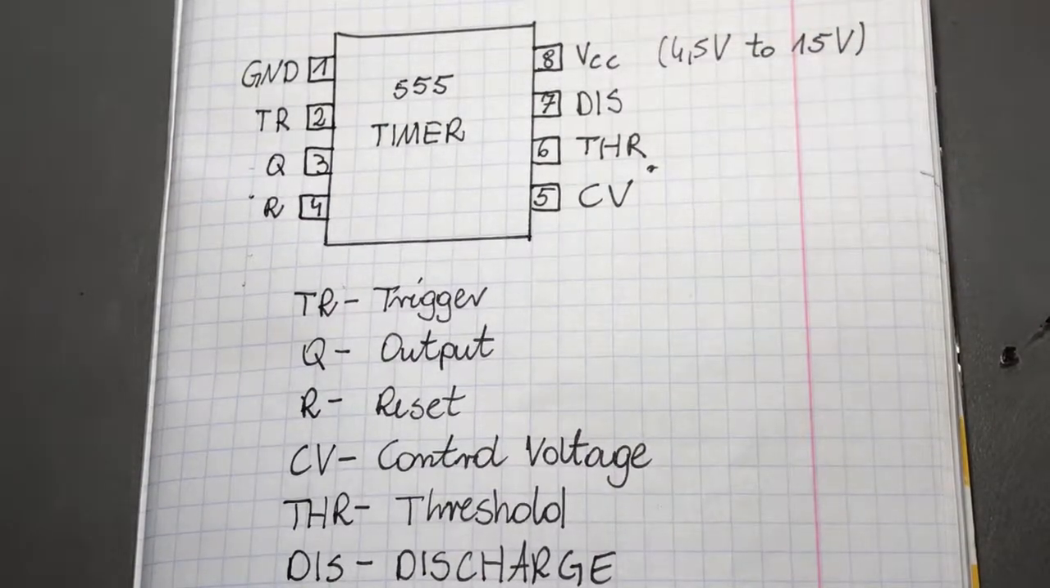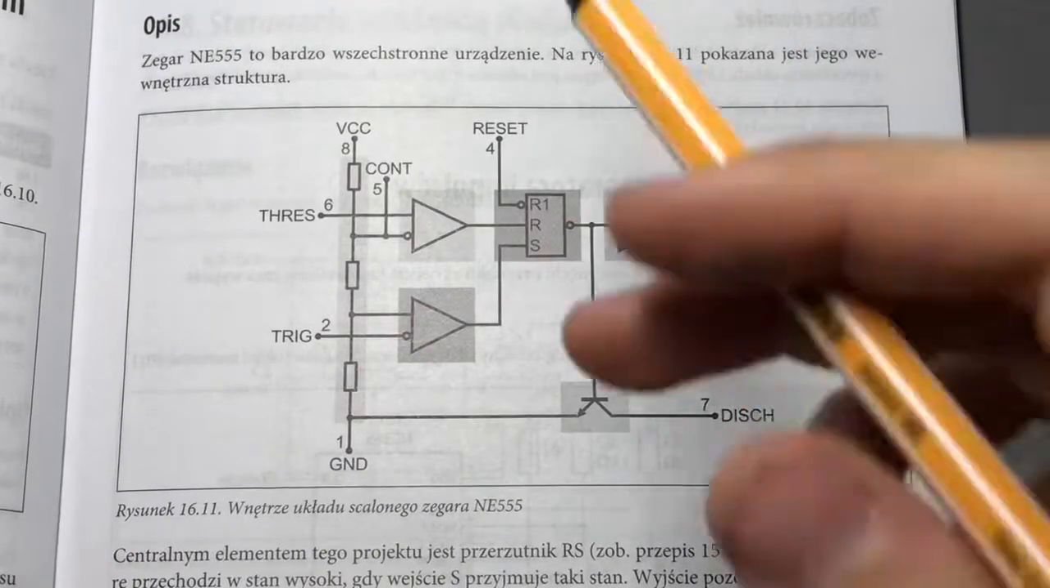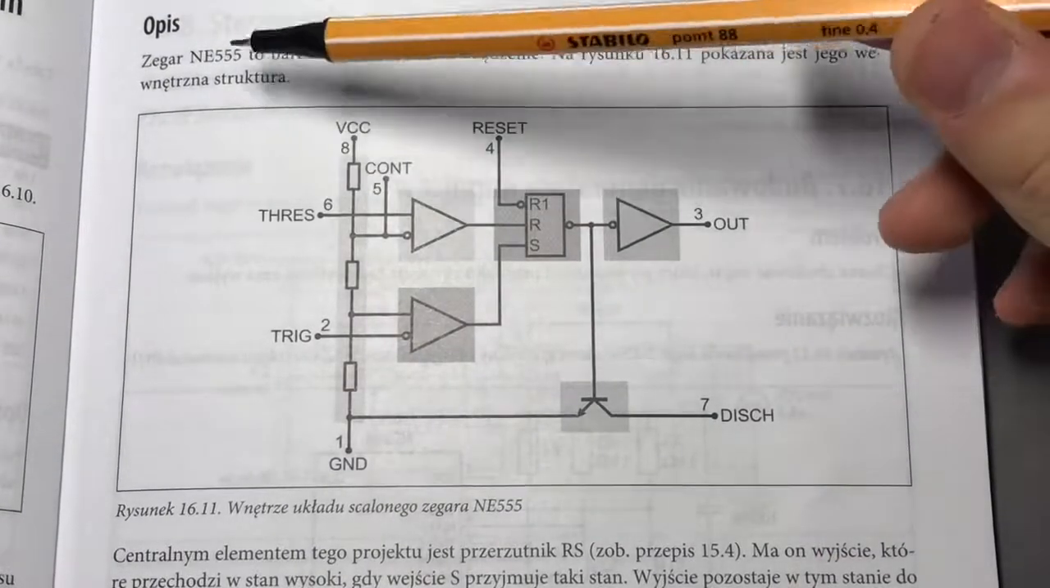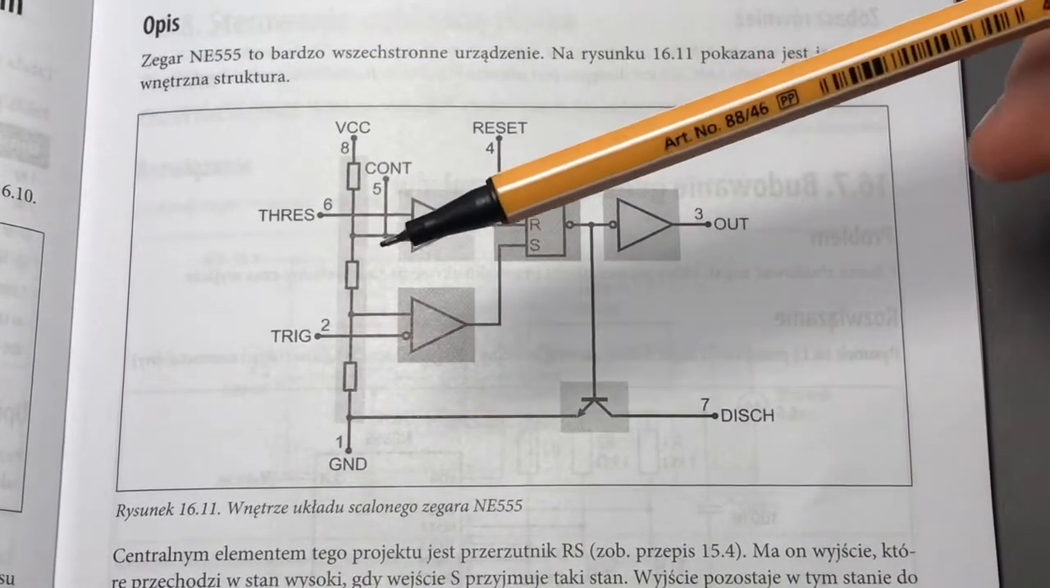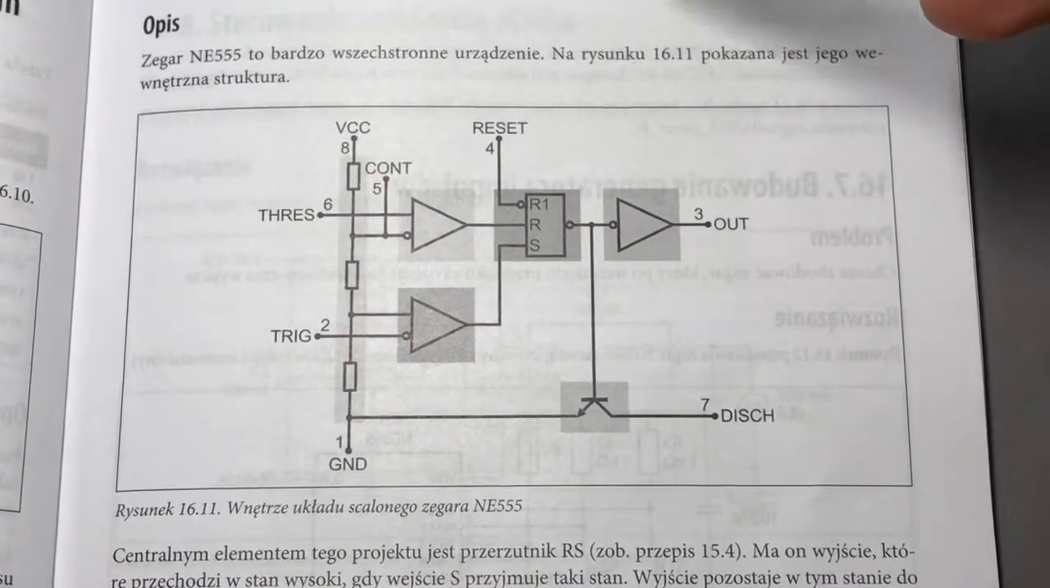So let me show you what we have inside of our IC in a little book, and then we will start building something with it, and I will show you schematics of some vibrators and oscillators with it. Here I have the internal construction of the NE555 timer. It is pretty simple but a bit complicated.